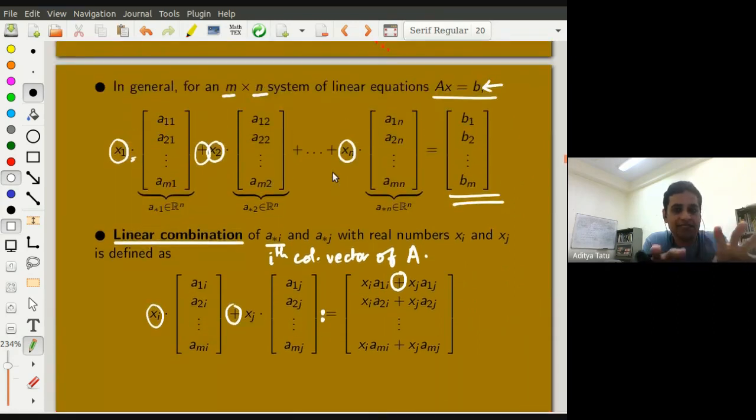Try to interpret this thing. When we are trying to solve Ax equal to B, what we are trying to do is find these scaling factors, x1, x2, and so on up to xn, such that the addition of these n vectors gives me the right hand side vector B. So when do you think the solution to Ax equal to B will exist?